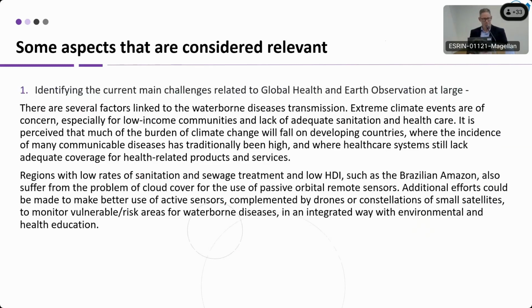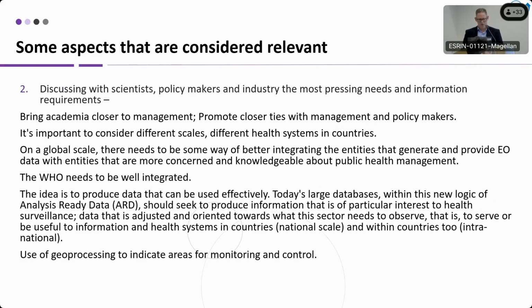Now, regarding the objective that was proposed for the workshop, regarding objective 1, there are several factors that link it to waterborne disease transmission, and extreme climate events are very much concerned, especially for low-income communities, and lack of adequate sanitation and health care. So it's perceived that much of the burden of climate change will fall on developing countries, where the incidence of many communicable diseases has traditionally been high, and where healthcare systems still lack adequate coverage for health-related products and services.